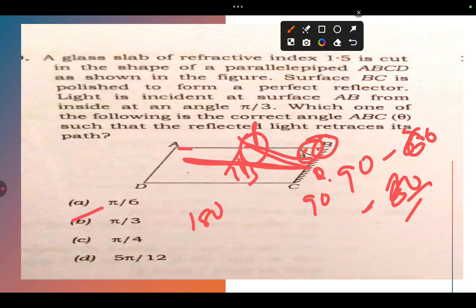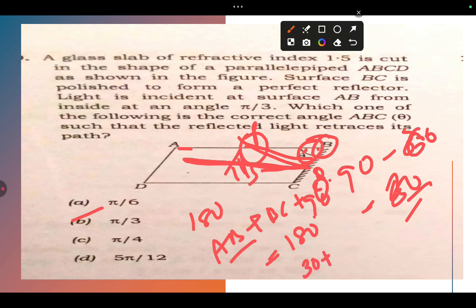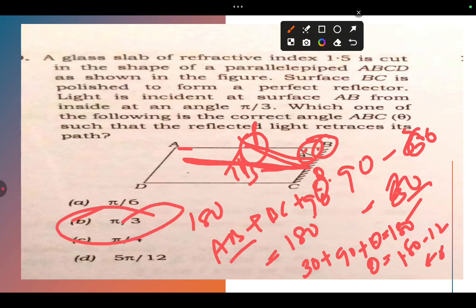From here to here, it goes 180 degrees. That is surface AB plus surface BC plus the angle between them. The angle between the surfaces, that is theta. So these three must be equal to 180 degrees. So here AB is 30 and BC is 90, so theta equals 180 minus 120, which is 60. So your answer is pi by 3.